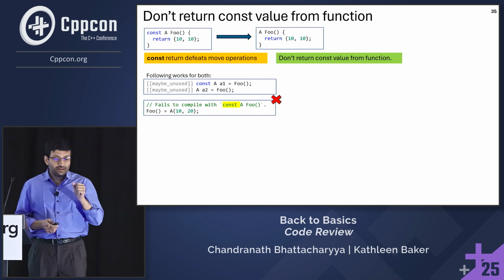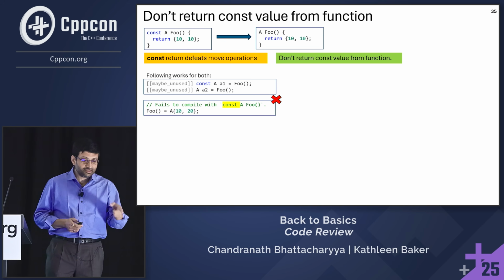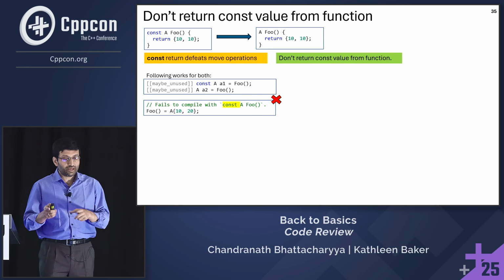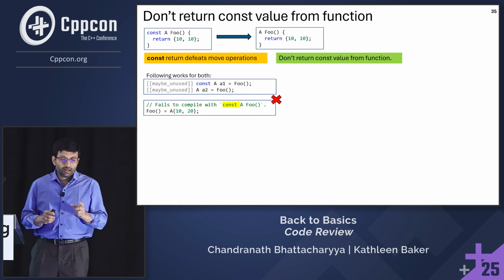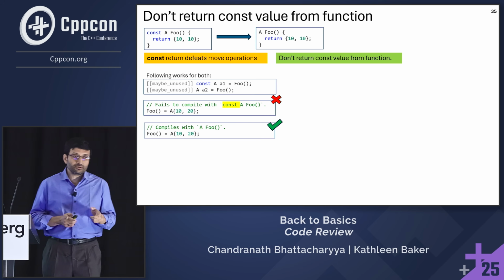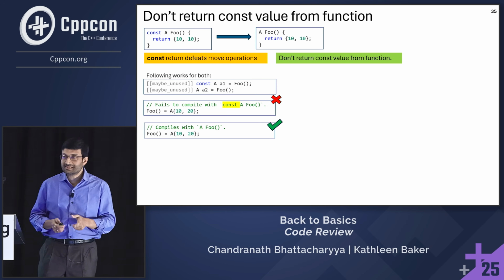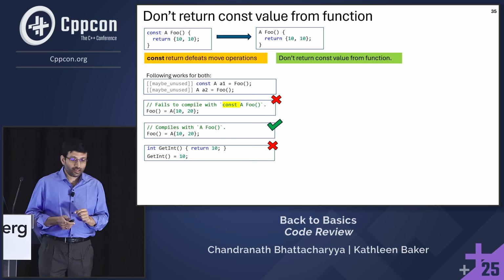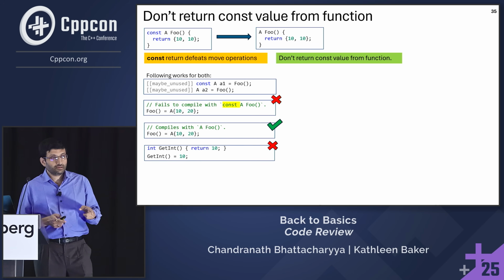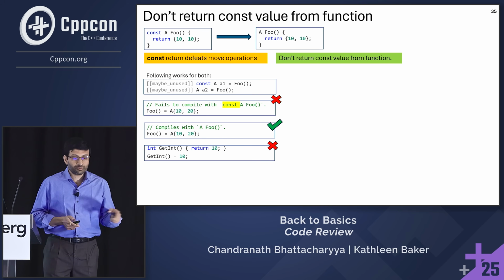Let's look at this code. This one returns a const A, and this code does not compile: foo equals A(10, 20). This one does not compile. However, if we have the other version which does not return const, this code compiles. And why is this distinction significant? Because POD types behave in this manner. If you look at integer, it doesn't need to be const, but it behaves in this manner.